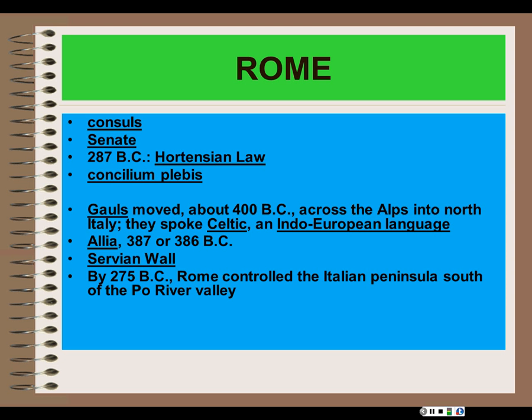Finally, in 287 BC, with the passage of the Hortensian Law, the legislation of the plebeian council, the Concilium Plebis, became binding on both patricians and plebeians alike. So by 287 BC, the council representing the plebeians versus the Roman Senate was making laws that were binding upon both the upper and the lower classes.